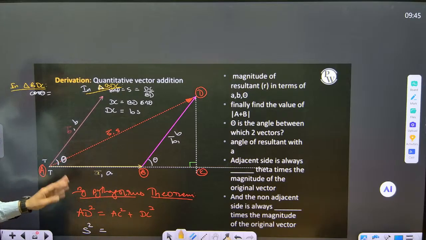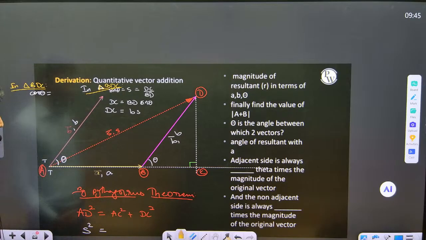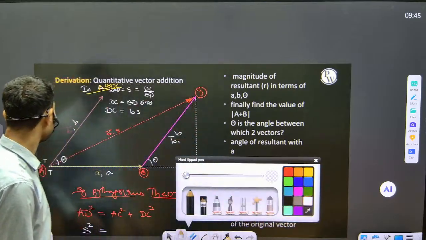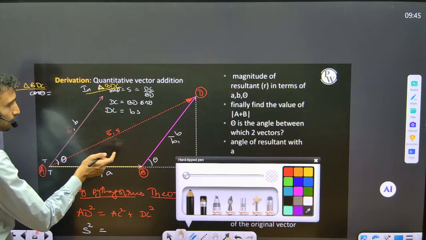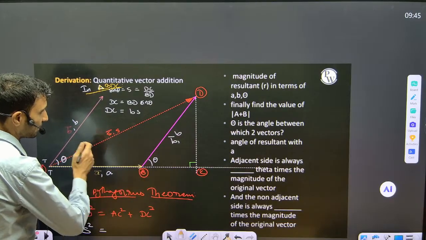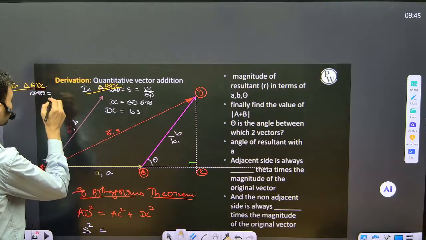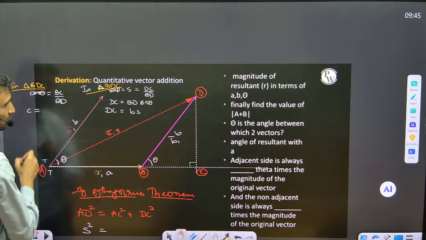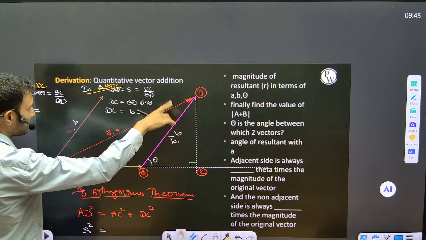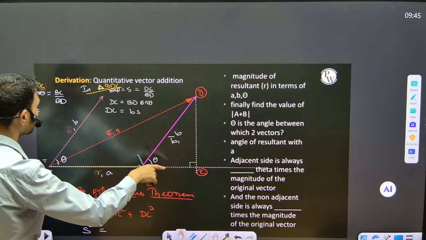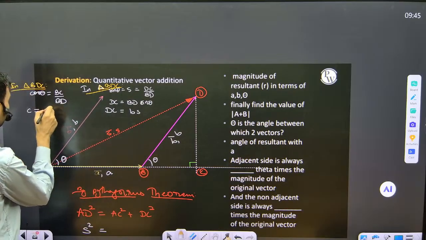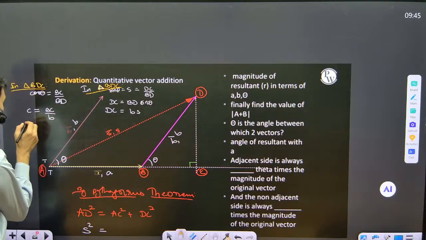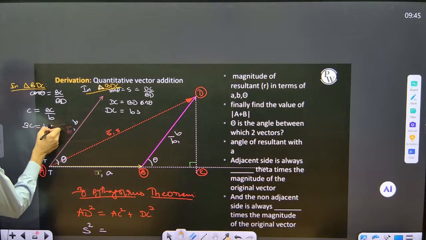Fine. So there's more to it, which we can't complete now. We'll complete it tomorrow. I'll just write cos theta. So cos theta will be equal to what? Cos theta will be equal to BC upon BD. So cos theta is equal to BC. What is BC? BC is this. BC by BD. And what is BD? BD is this, which is B. So you get BC is equal to B cos theta. Right.